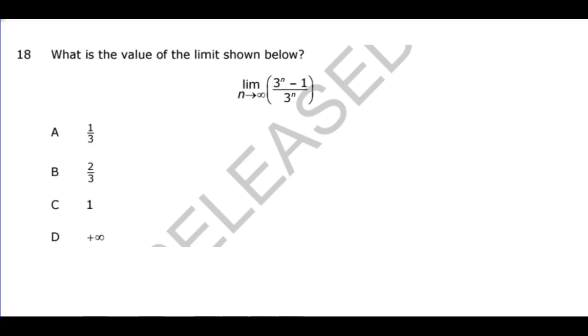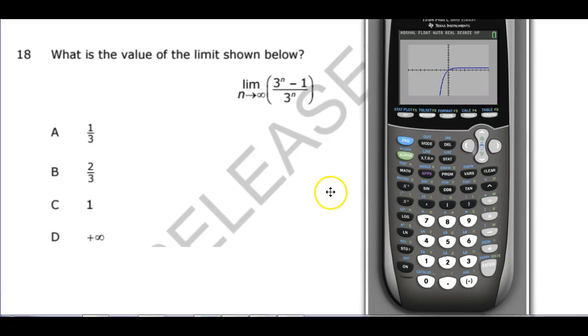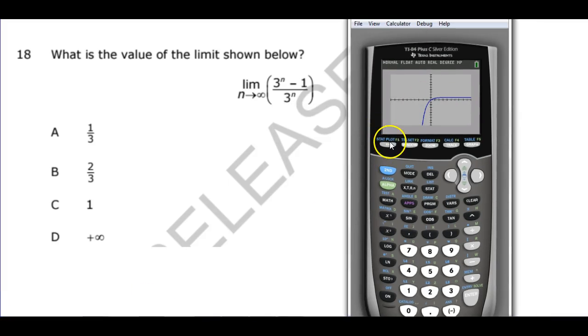And next, what is the value of the limit shown below? Now, could you put this in the calculator? Yes, you could. In fact, I didn't think about it, so let's pause and do that. There are two ways of thinking about this problem. At least there are a lot of ways to think about it, but there are two ways to think about it to get to the right answer. The first way is to use your handy-dandy calculator. So I graphed it, went into y equals, and just used x for n, 3 to the x minus 1 over 3 to the x.